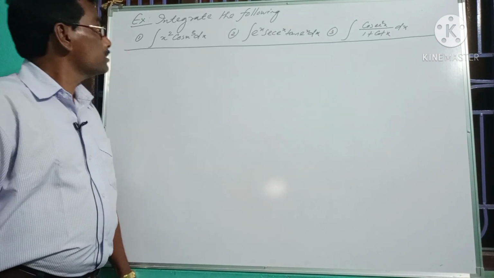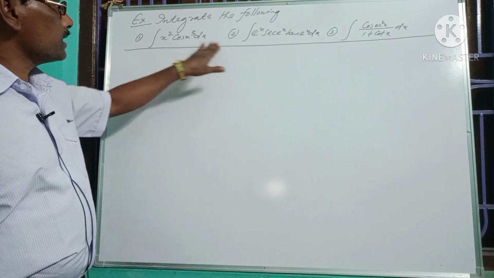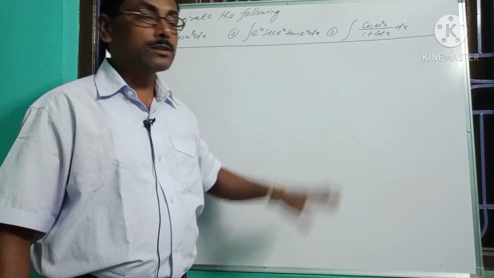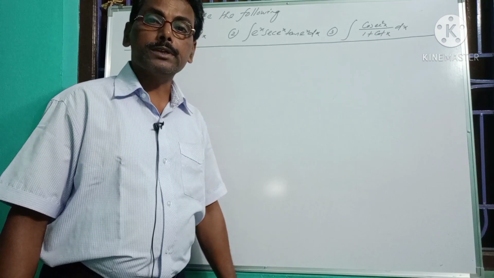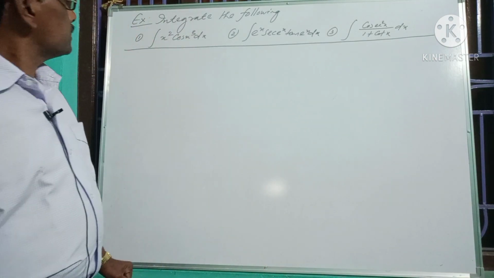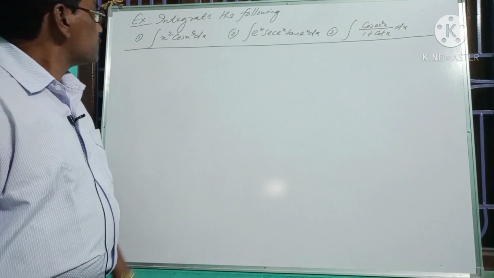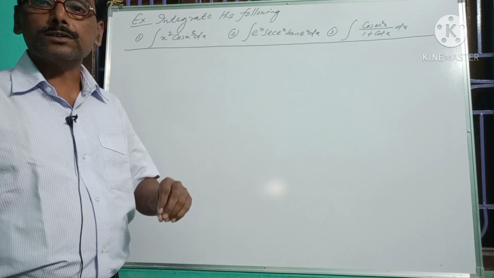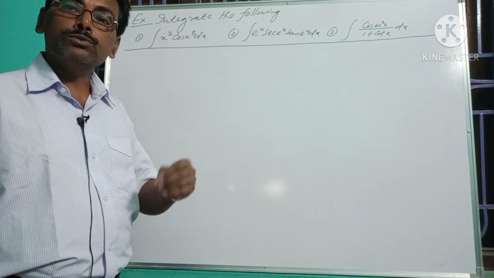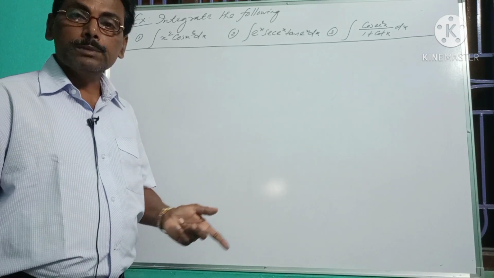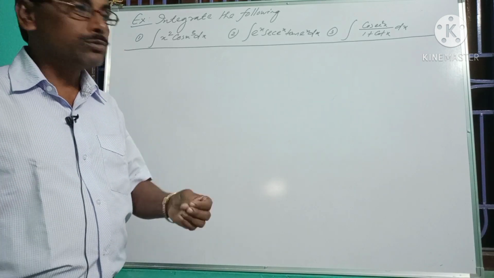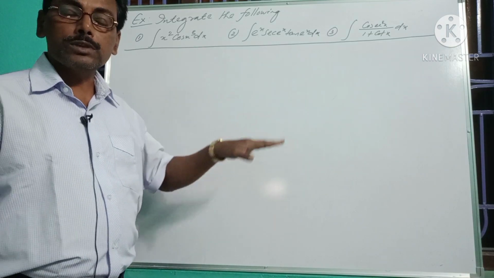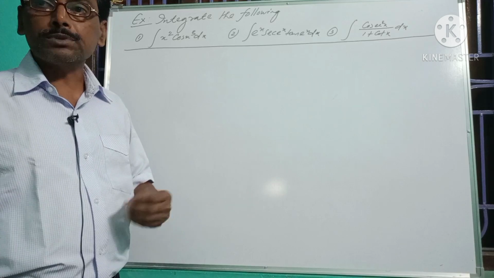Now let us try to integrate the following integrals. Before going to integrate, we have to carefully observe the integrand. We have to see whether the function is in standard form or not for integration. If it is in standard form, then we can directly integrate it. If it is not in standard form, we have to try to transform the given function or integrand into standard form, so that it will be helpful for us in the process of integration.